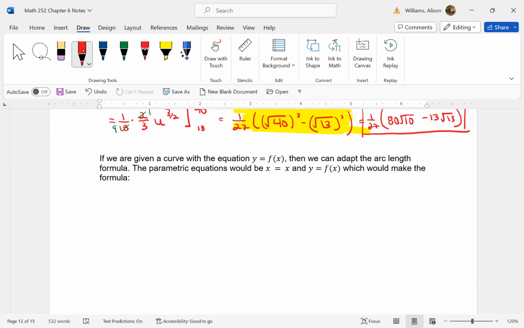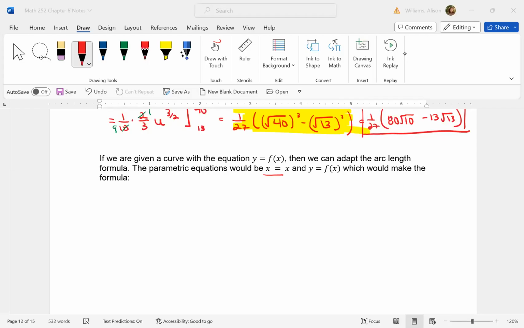In that case, we can create a parametric equation by just letting x be itself. Just say x equals x, and then y equals f of x. So that's kind of like an easy way of doing it. So here, let me give you an example. Let's say y equals x squared. That's the function we're working with.